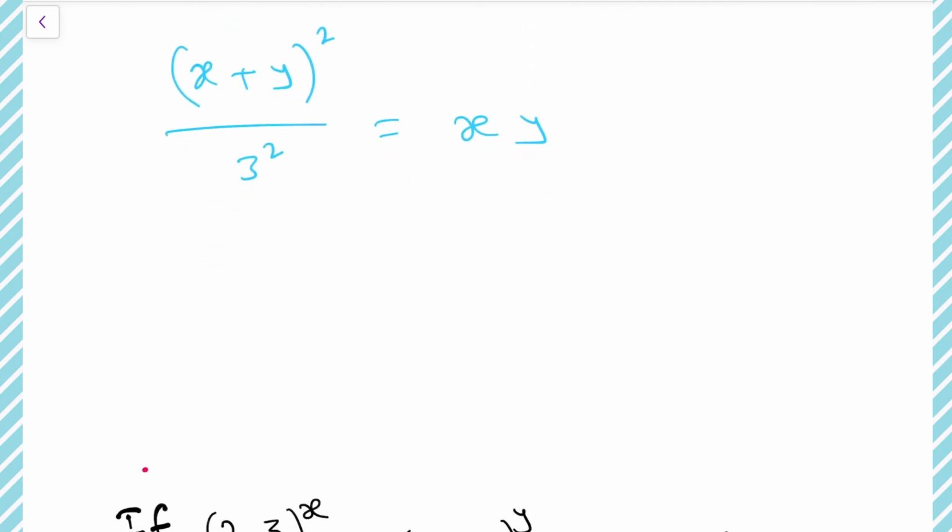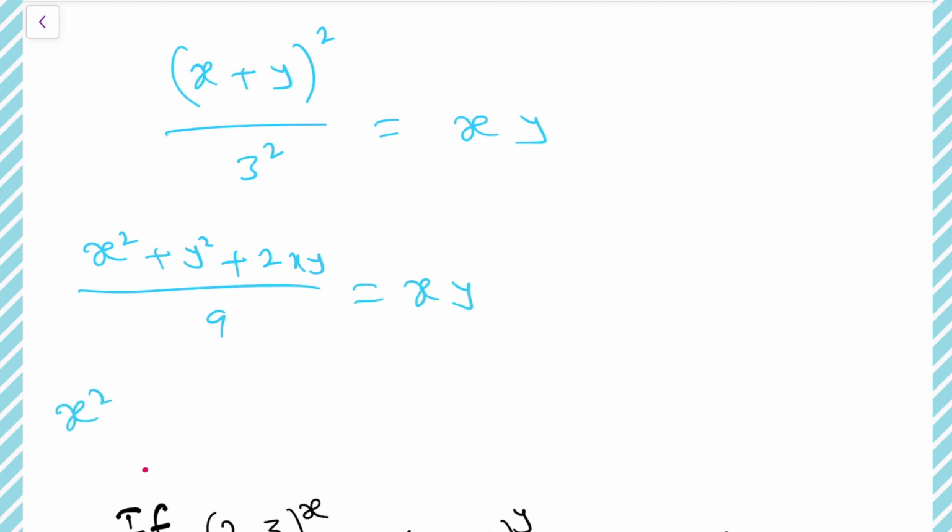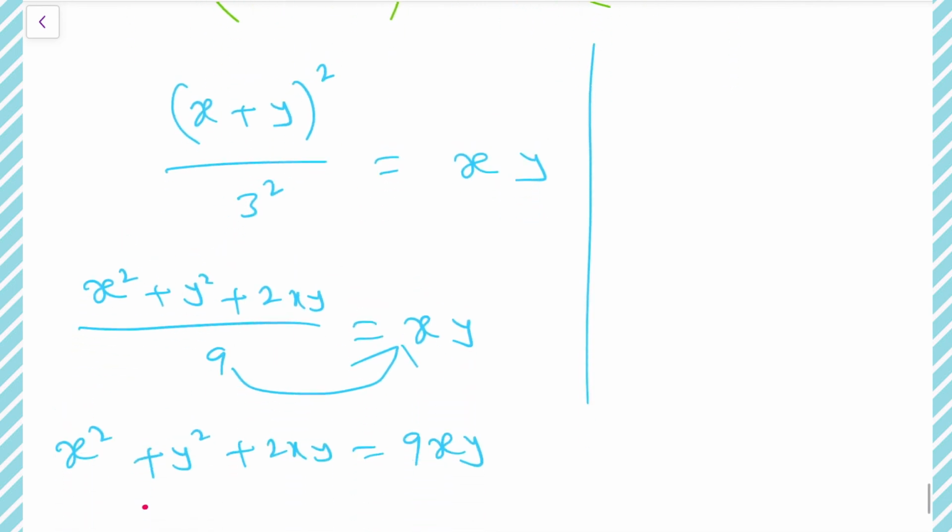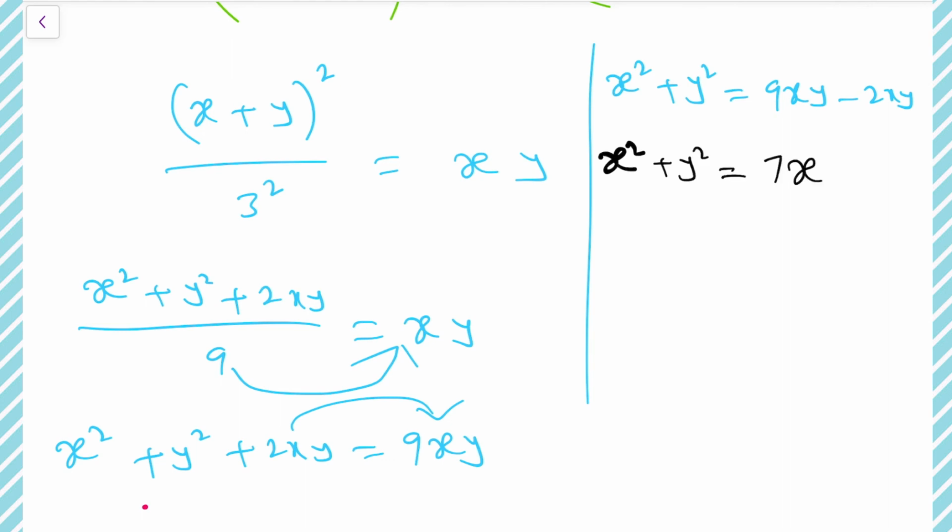If we expand the numerator (x plus y) whole square, we get (x square plus y square plus 2xy) divided by 9 equals xy. Take 9 to the right side, it will become multiplication: x square plus y square plus 2xy equals 9xy. Next, 2xy also we take to the right side: x square plus y square equals 9xy minus 2xy, which is 7xy.